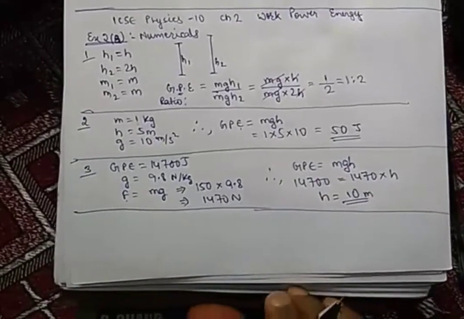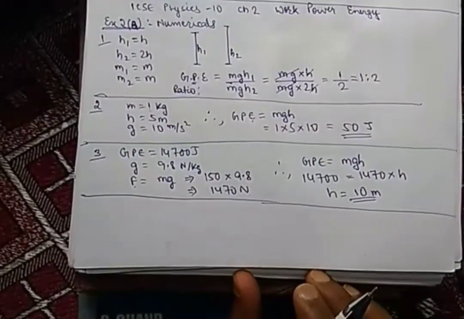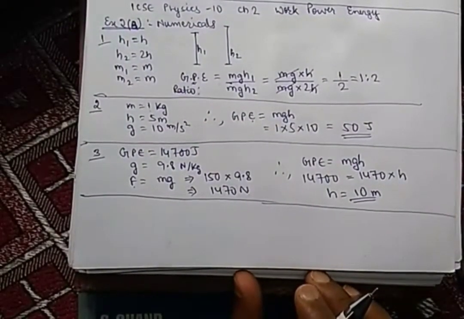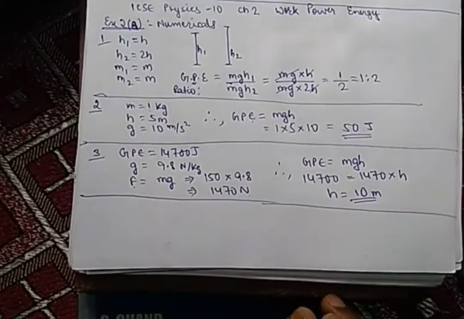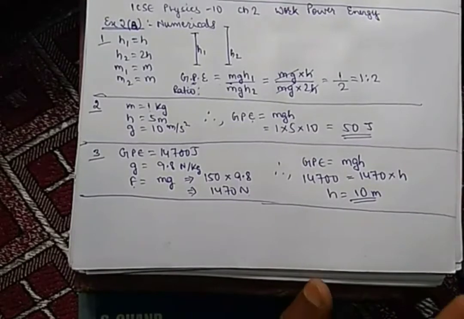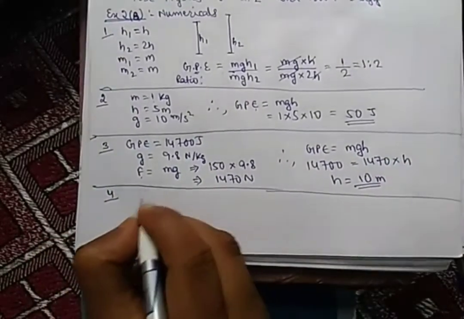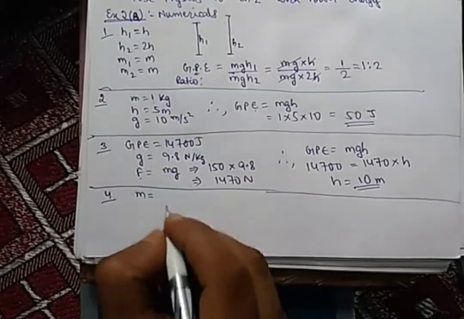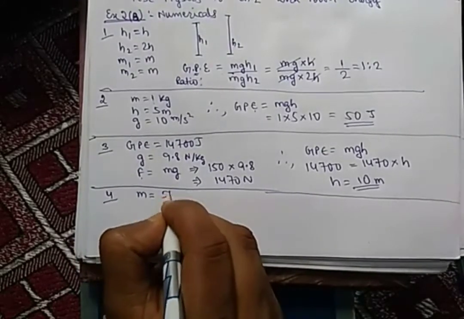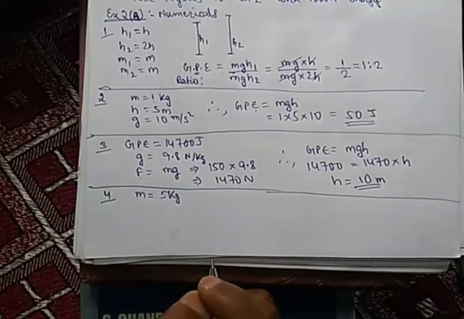Number 4. A body of mass 5 kg falls from a height of 10 meter to 4 meter. Calculate the loss in potential energy of the body and the total energy possessed by the body at any instant. Take g is equal to 10 meter per second square. So the mass of the body is given, 5 kg.